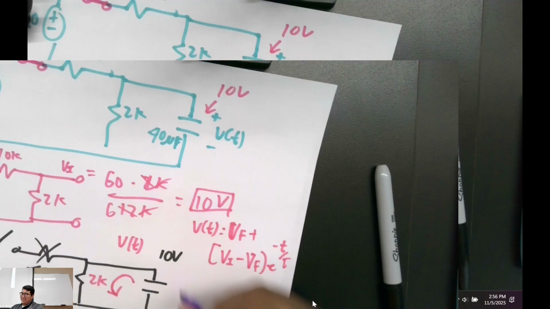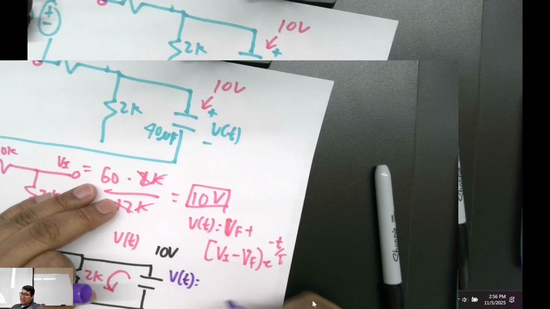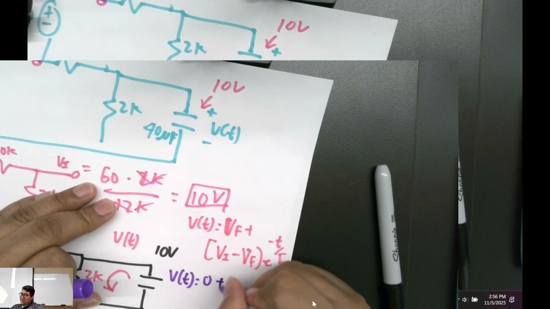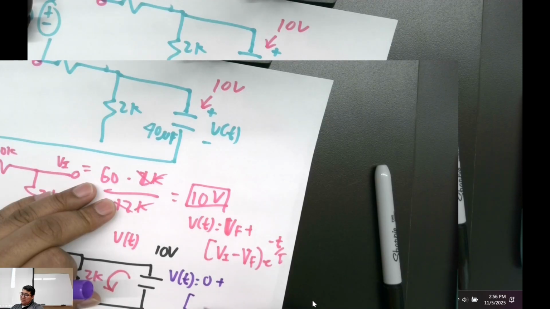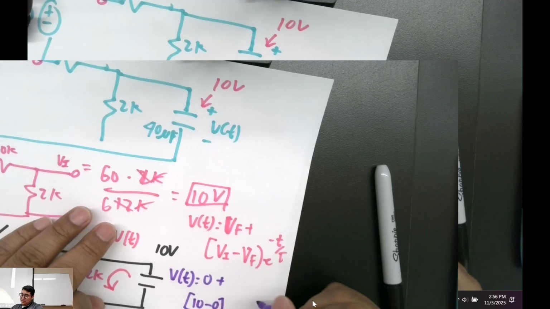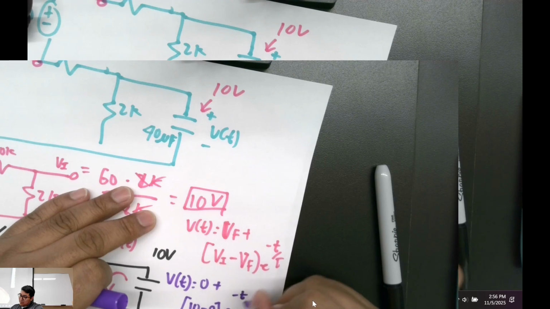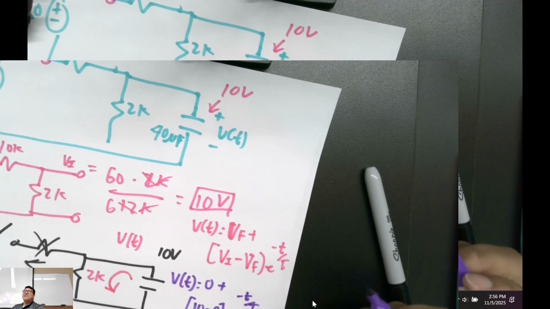Plug and chug. V of t: V final is 0, right? 0 plus, what's our initial voltage? 10, right? Minus 0, right? And then e to the minus t over tau. What's tau?